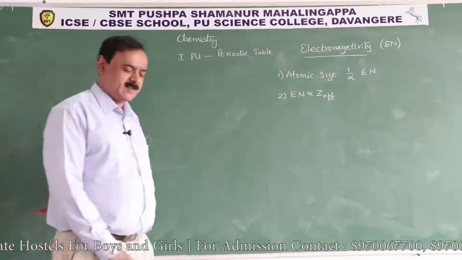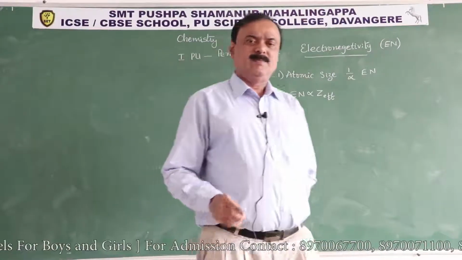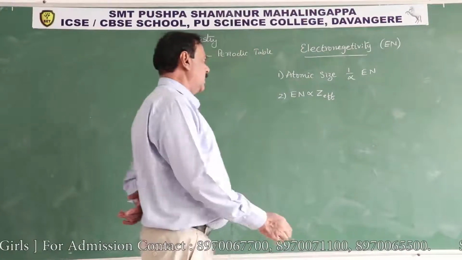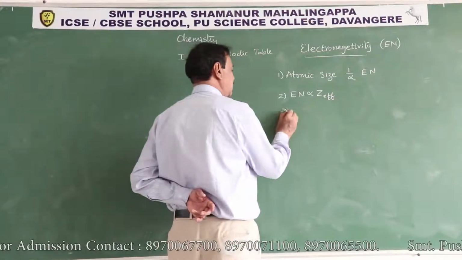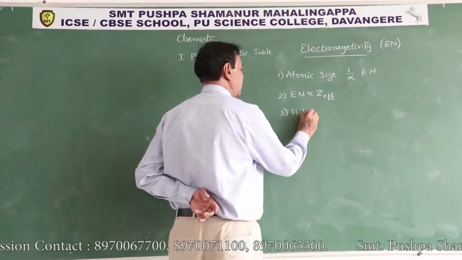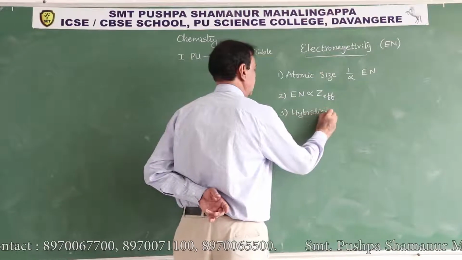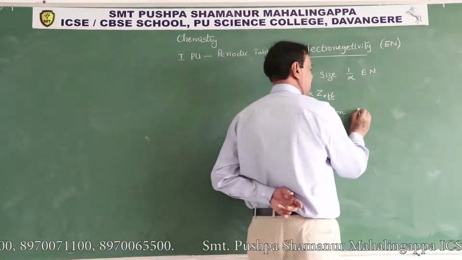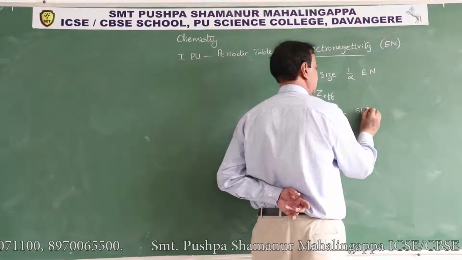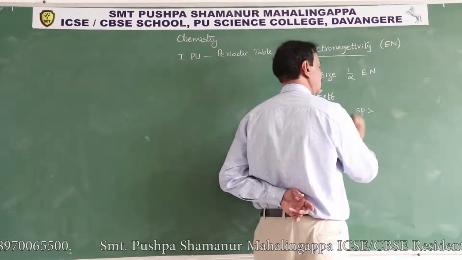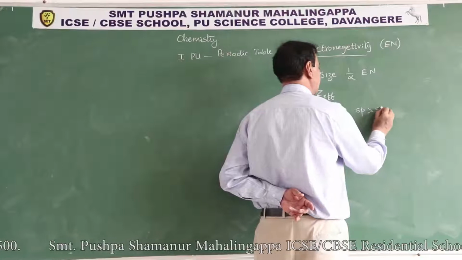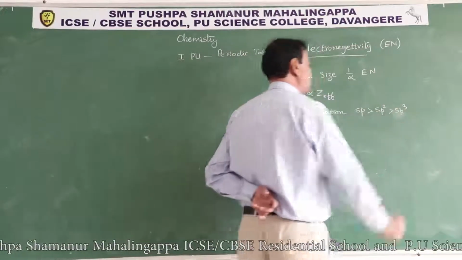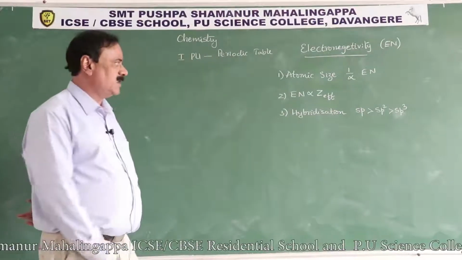Z effective is directly proportional to the ratio of the positive charge to the negative charge, and it depends upon the hybridization value, the hybridization of the central atom, whereas sp hybridized is greater than sp2 hybridized, which is greater than sp3 hybridized, especially in the case of hydrocarbons that you know.